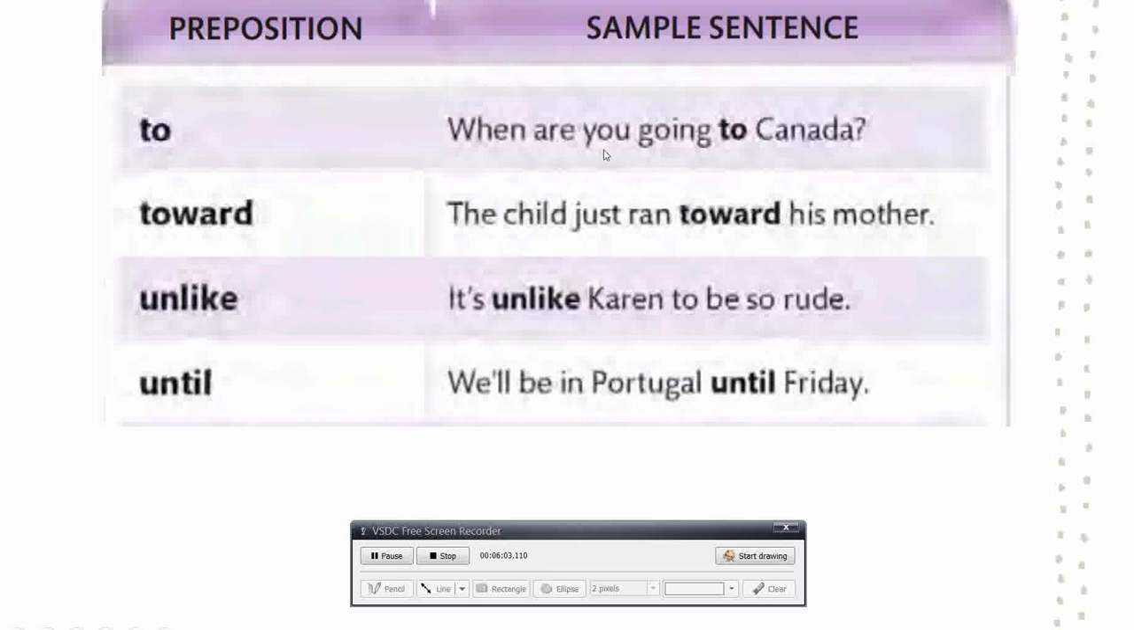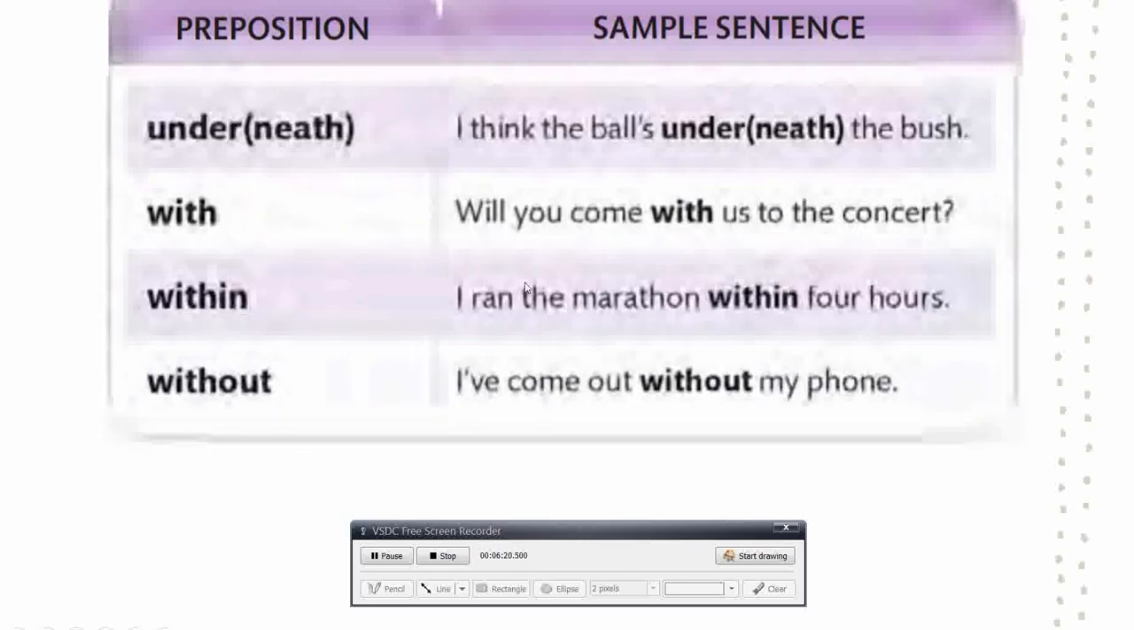To. When are you going to Canada? Toward. The child just ran toward his mother. It's unlike Karen to be so rude. Until. We will be in Portugal until Friday. Underneath. I think the ball is underneath the bush. That means touching the surface from the bottom. The rat is underneath the bag. That means touching the bottom of the bag and between the surface on which the bag is kept. So that is how it is between two things. So underneath.